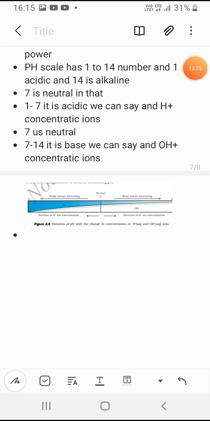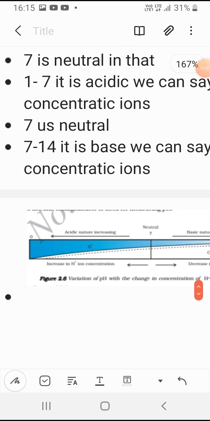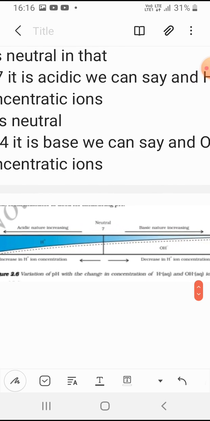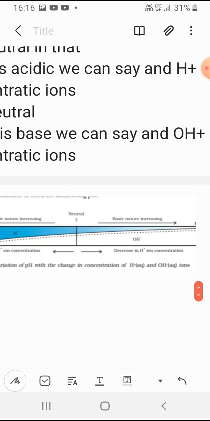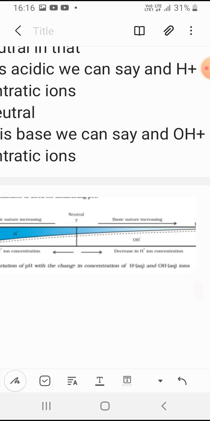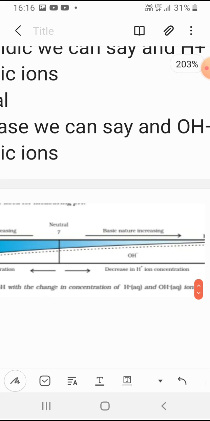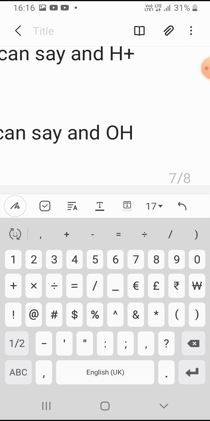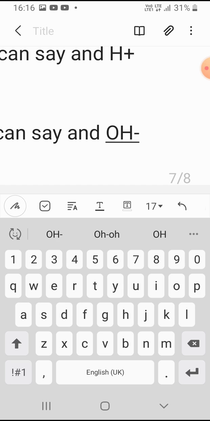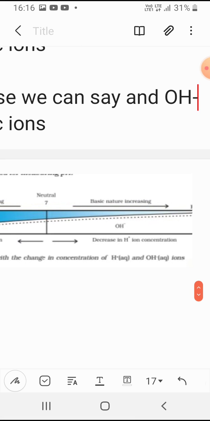So see, in this photo you can see H plus ions, which means that it has acidic nature. And OH plus ions, sorry, one minute, OH minus ions, I put plus mistakenly. OH minus ions means it is base.